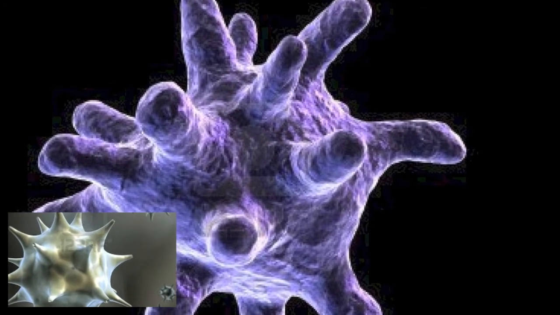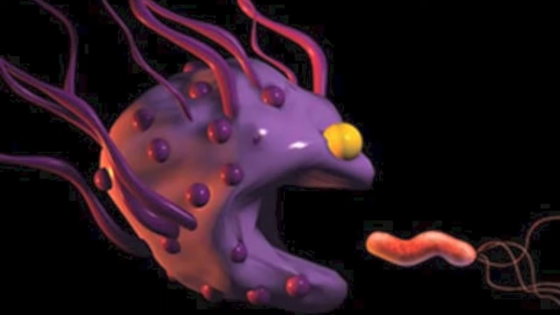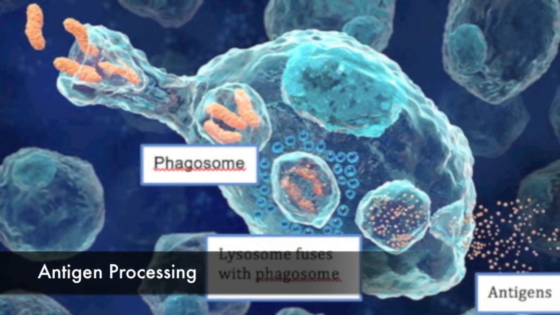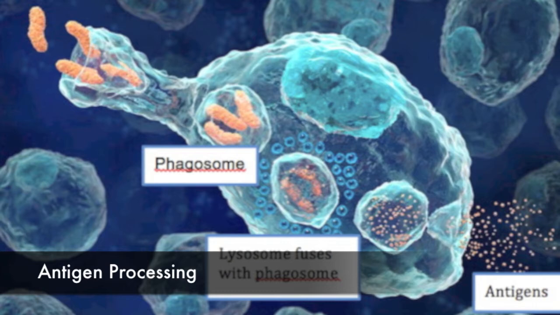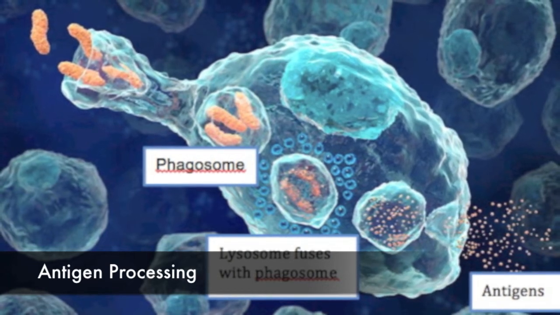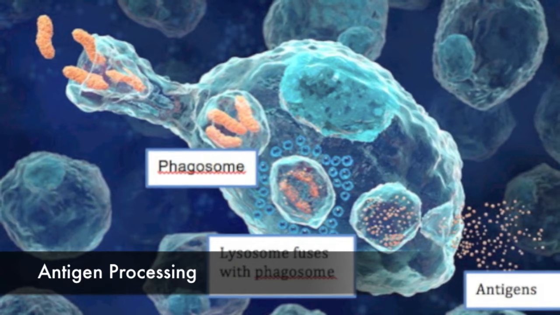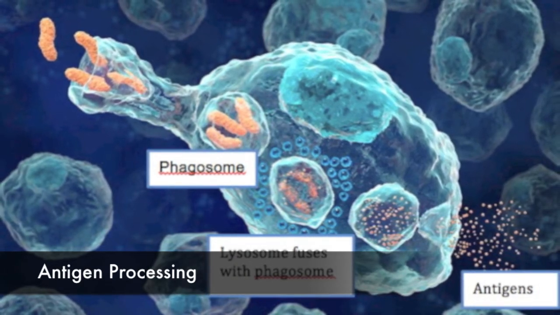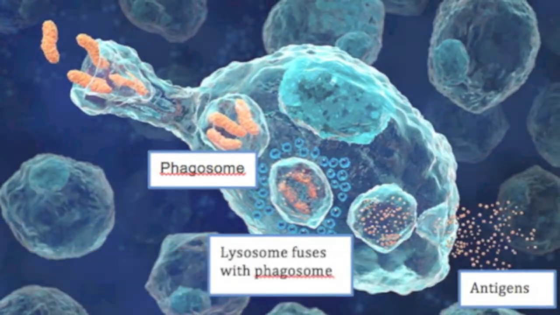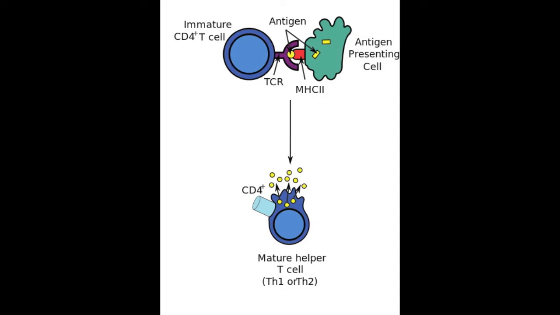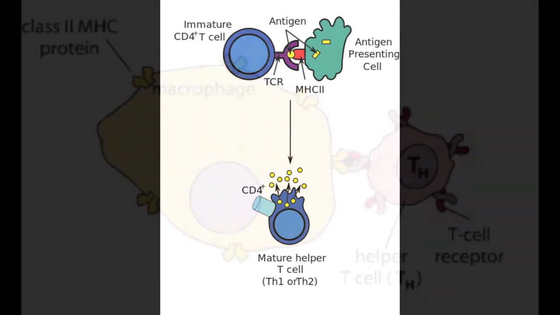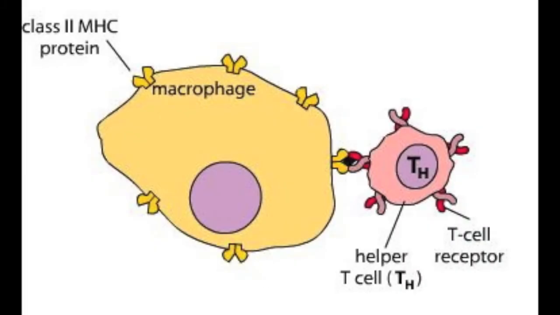First, a macrophage encounters a pathogen because histamine and prostaglandins are released at the site of the bite. The macrophage engulfs the pathogen and performs antigen processing. This is when a phagosome fuses with a lysosome and breaks up the pathogen into antigens, ready to be presented to a T cell. The helper T cell then binds to the antigen-presenting cell by means of MHC2 proteins. The binding triggers the macrophage to release the cytokine interleukin-1, activating T helper cells.